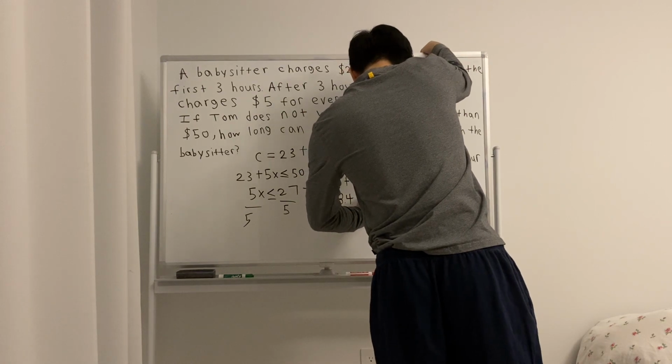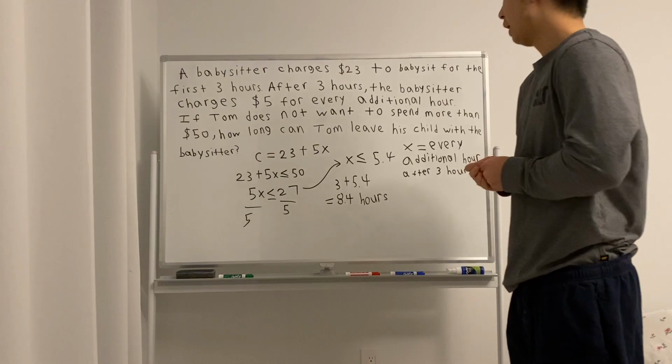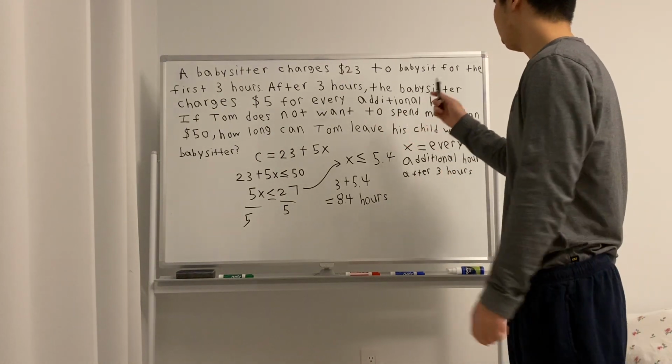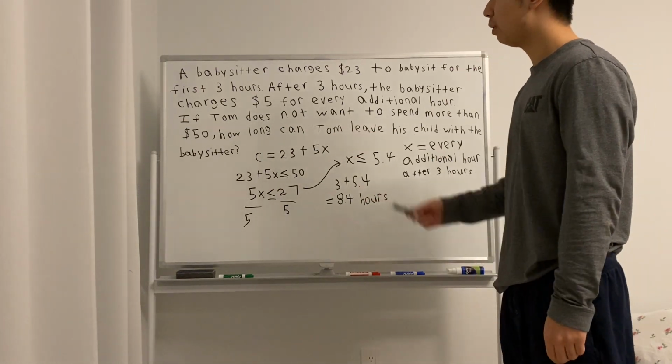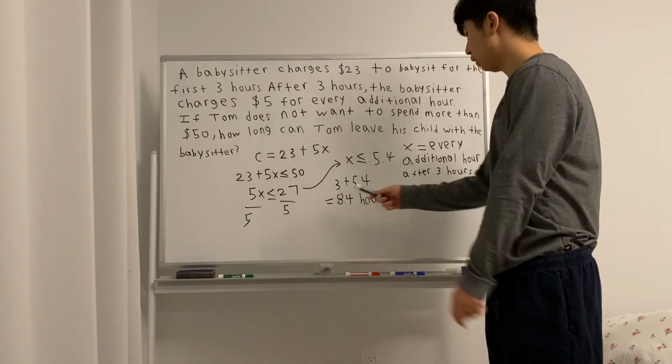So therefore, how long can Tom leave his child with the babysitter? Well, if Tom doesn't want to spend more than $50, he can only leave his child with the babysitter for a max of 8.4 hours or less. So this is the answer.